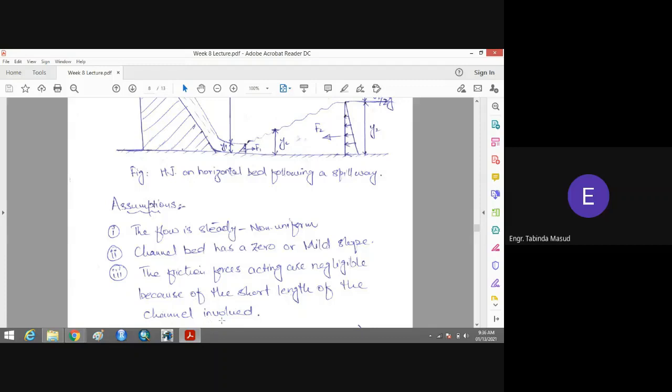Obviously, there are friction forces along the bed of the channel, but you can see that hydraulic jump occurs for a very small distance. I already told you that hydraulic jump starts here and ends here. So this is the small horizontal distance involved for which we can ignore the friction losses. So these are the two important assumptions. Number 1, we are going to neglect the effect of gravity, and number 2, we are going to neglect the effect of the friction forces.